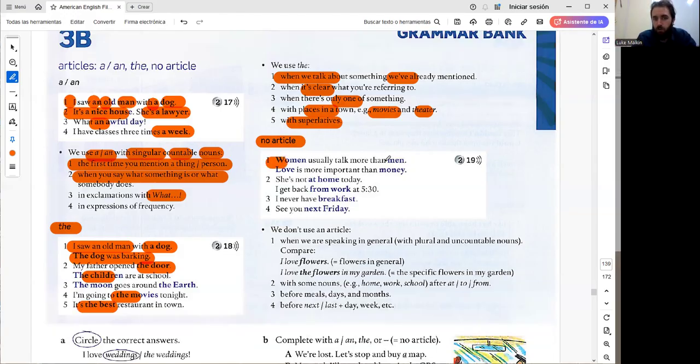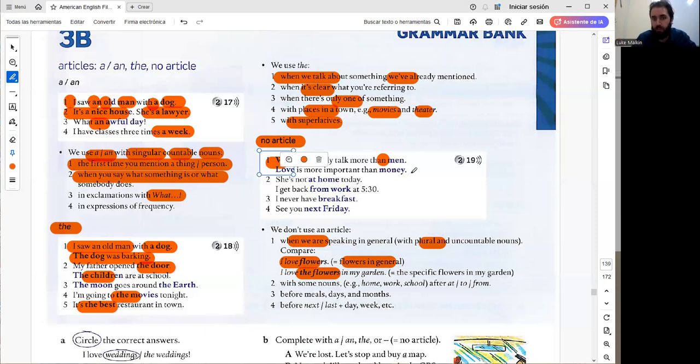Example, women usually talk more than men, right? In Spanish, you want to say the women usually talk more than the men, right? But in English, we don't do that. That's not natural because when we are speaking in general with plural and uncountable nouns, we're not going to use an article. So compare, I love flowers, which is flowers in general, with I love the flowers in my garden, which are specific flowers. So now I do need the.